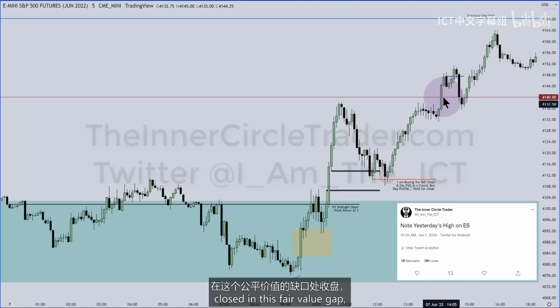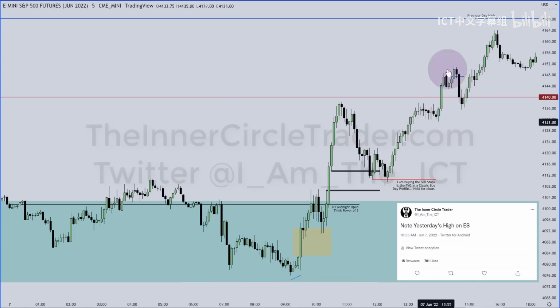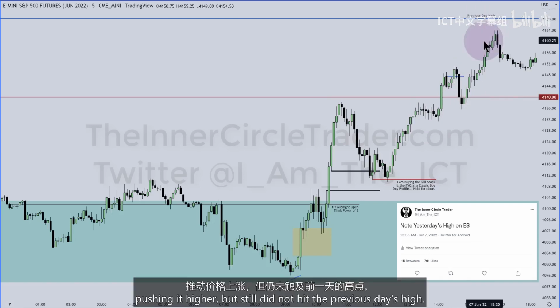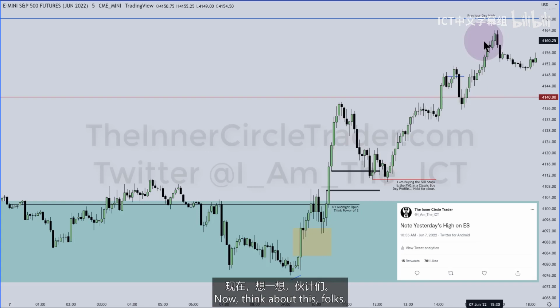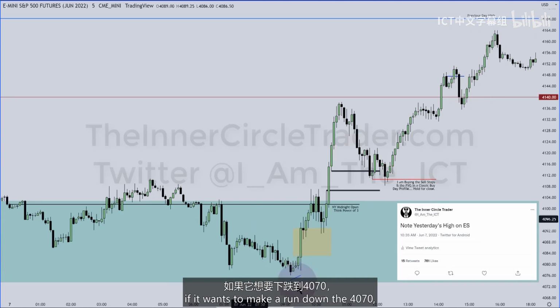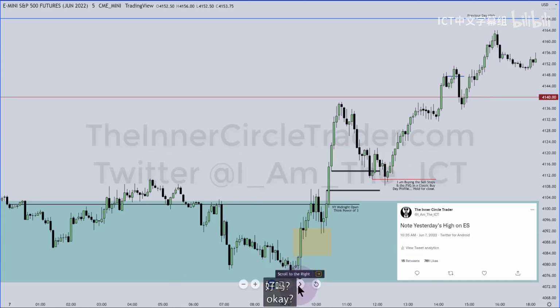But it came down, closed in this fair value gap, rallied again. This is an optimal trade entry once more, pushing it higher, but still did not hit the previous day's high. Now, think about this, folks. Think. At the beginning of the day, I tweeted public knowledge. I want to see initially if it wants to make a run down to 40.70. Okay. And as soon as I tweeted it, it was off to the races it goes.